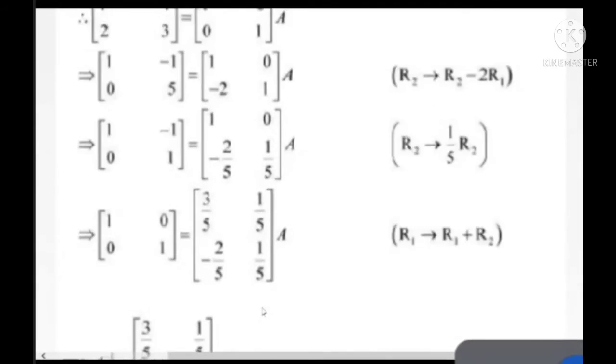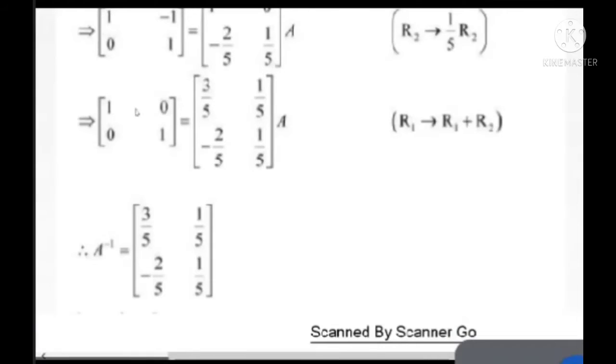So finally, when the left hand side is the identity matrix, what remains on the right is A inverse. A inverse equals [3/5 1/5; -2/5 1/5]. This is the inverse of matrix A. Okay, am I clear?